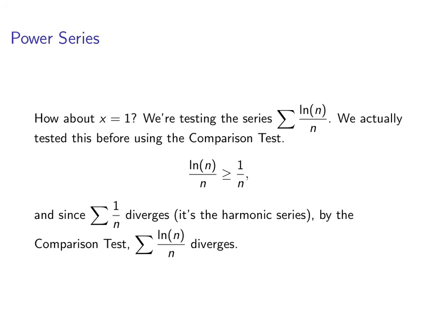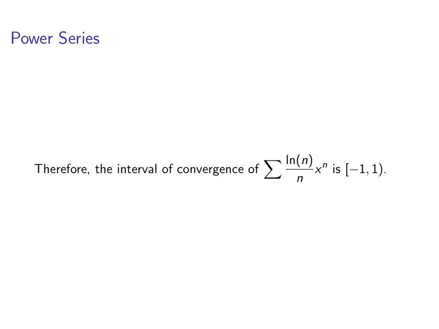So we've got our final result. The series converged at -1 and diverged at 1. So we can say, therefore, the interval of convergence of our power series is -1 to 1, closed at -1, open at 1. That's all for now.